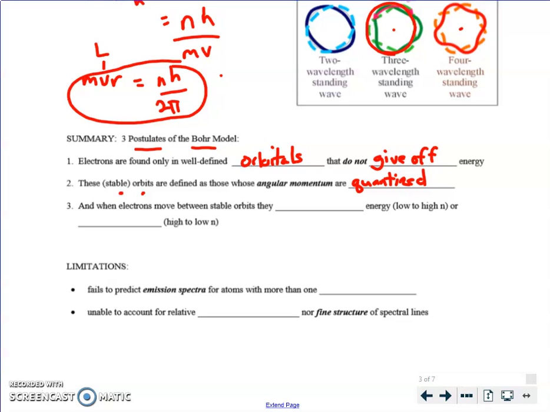And when electrons move between stable orbits, they absorb energy. That's when we go from low to high. We've already done problems with this. Or they emit energy when they go from high to low. And we get photons of particular frequencies, photons of particular energies, which mean they have particular frequencies, which means they have particular colors, which explain the spectrum of hydrogen.